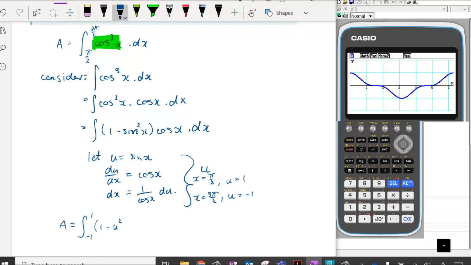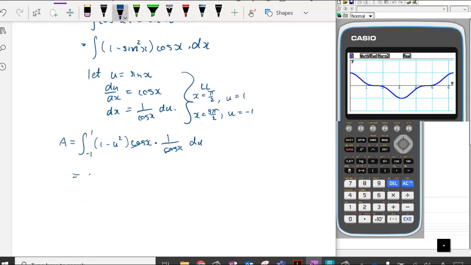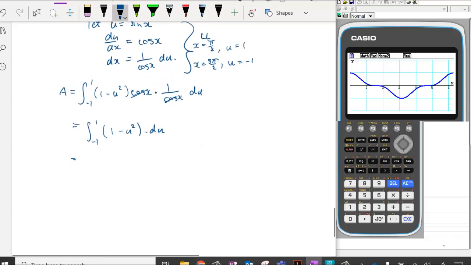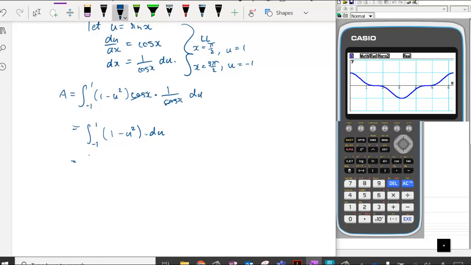So we can rewrite this and say our area is the integral between 1 and negative 1 of 1 take u squared cos x, and dx is now 1 on cos x du. So we cancel, and we have the integral between 1 and negative 1 of 1 take u squared with respect to u. So it simplifies quite significantly, and therefore we're looking at u take u cubed on 3 between 1 and negative 1.